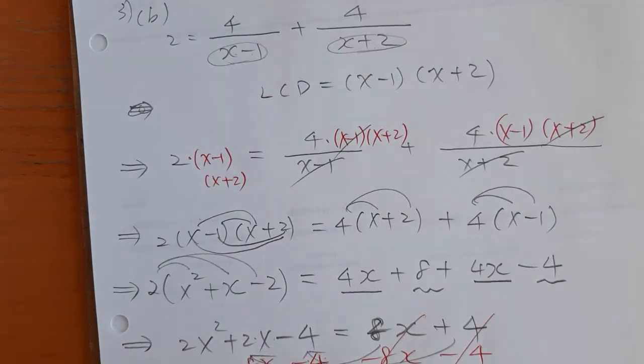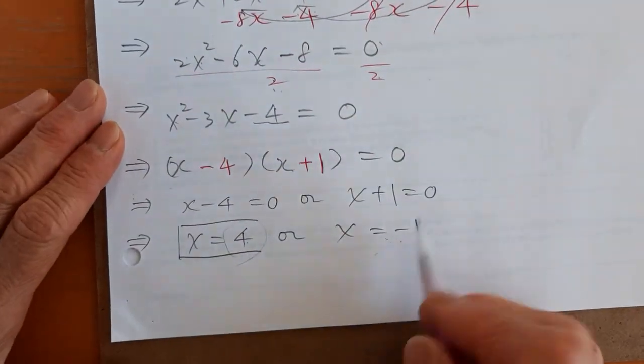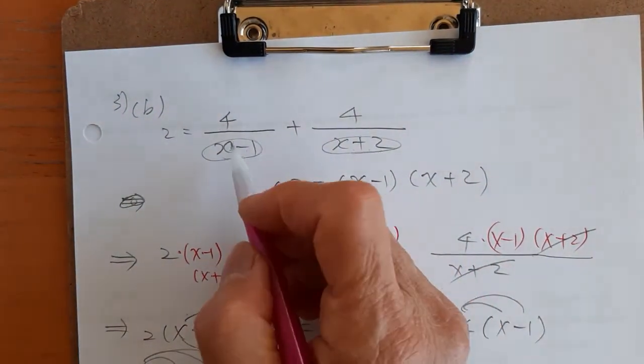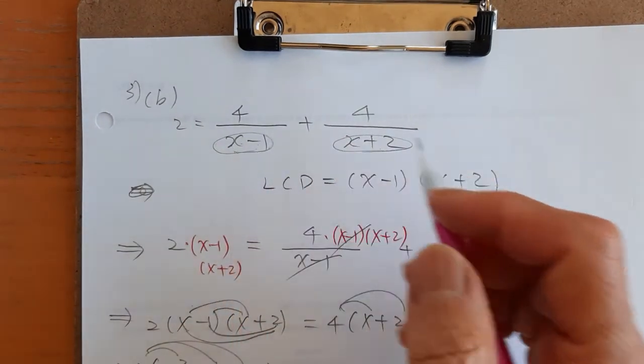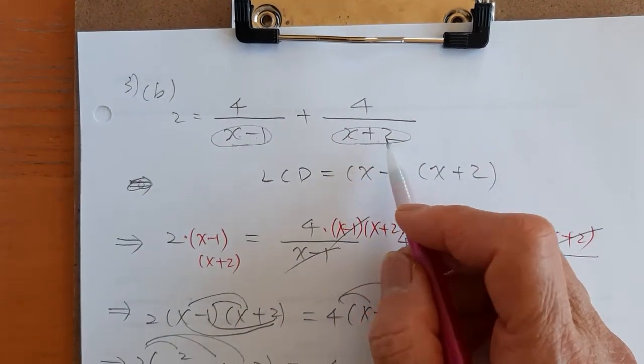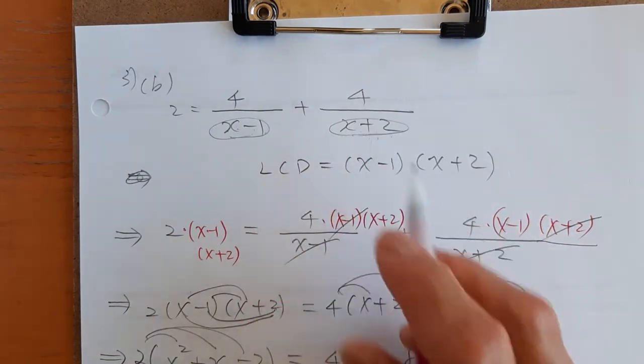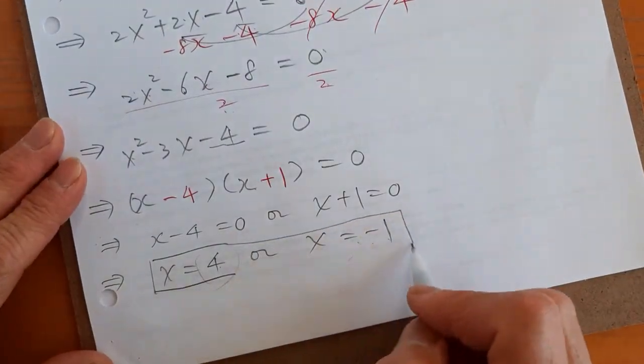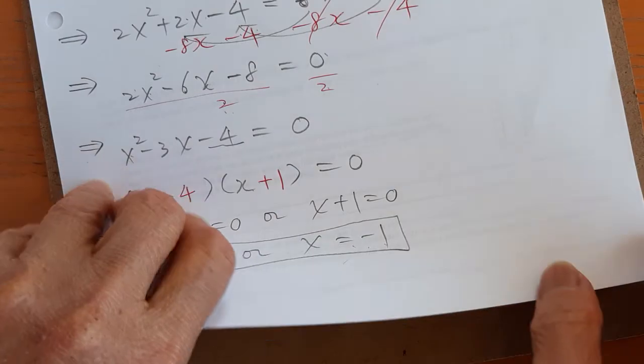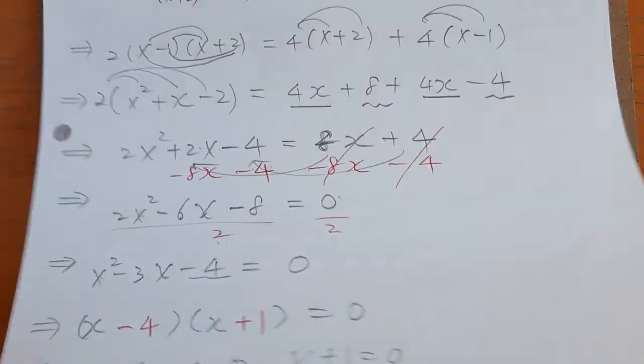Another one, x equals negative 1, plug into the denominator. Negative 1 minus 1 is negative 2. Negative 1 plus 2 is 1. They are non-zero. So 4 and negative 1 are both solutions, since they make the denominator non-zero.